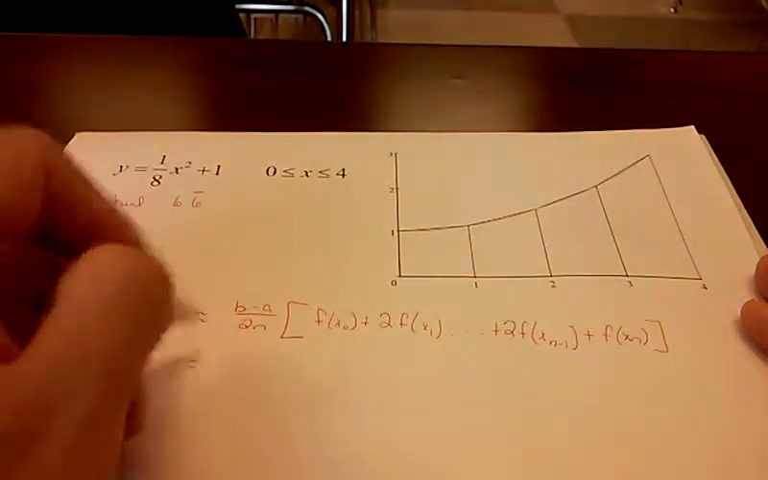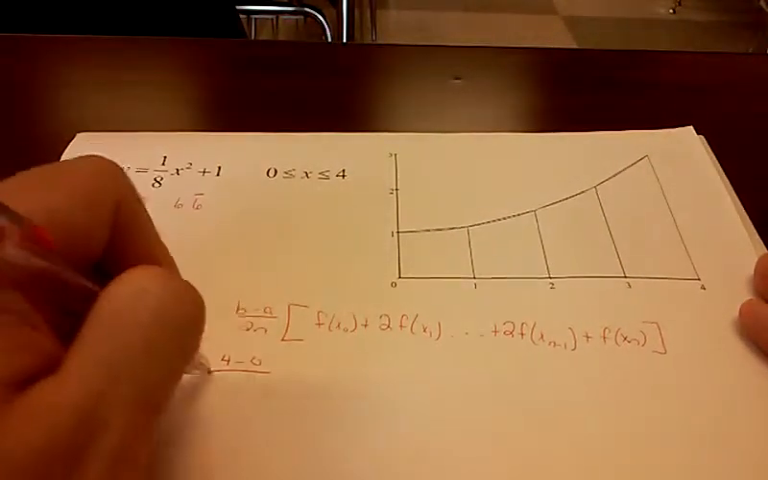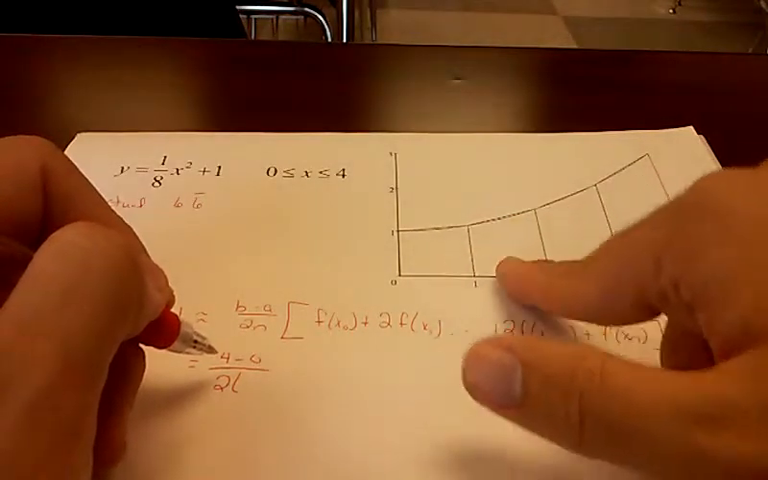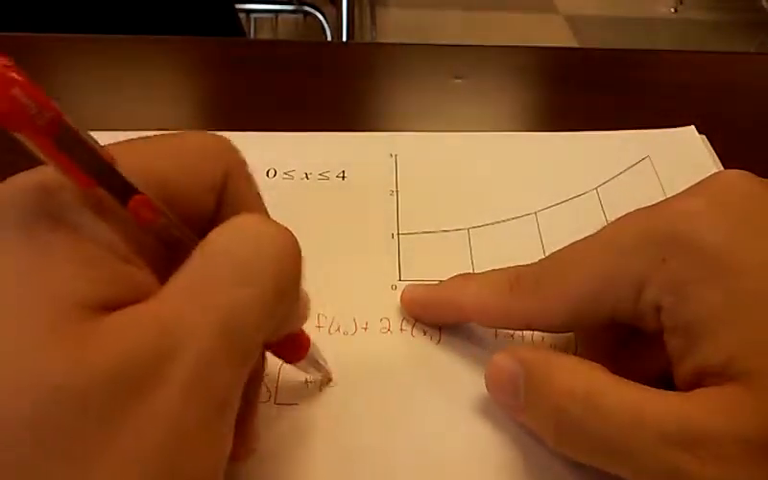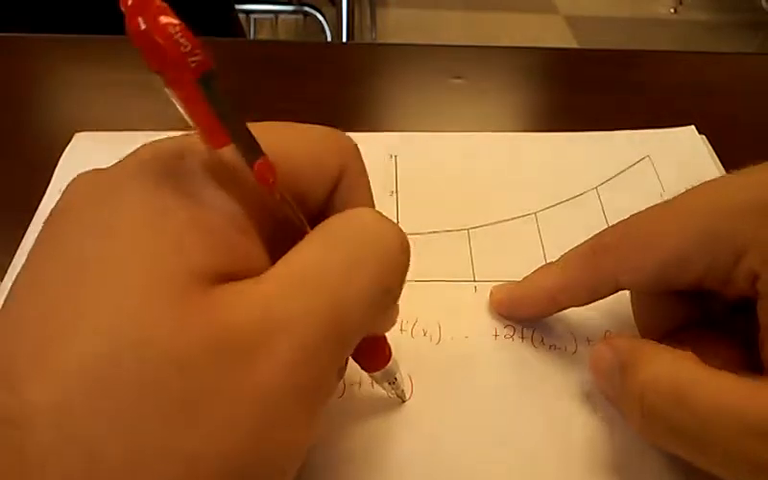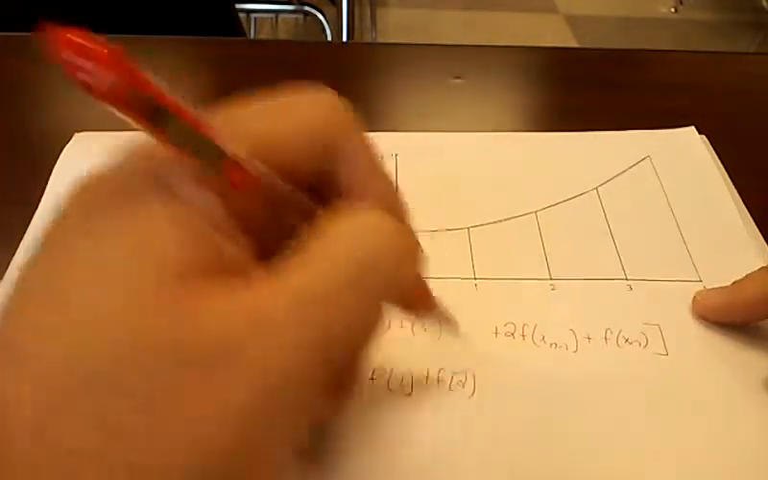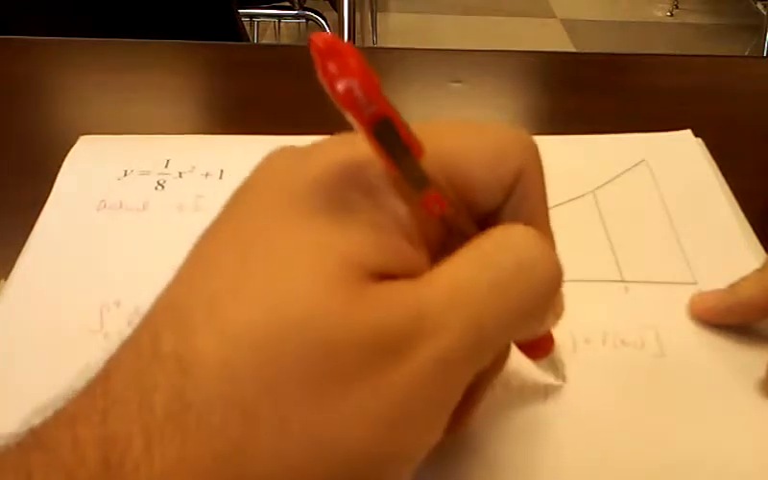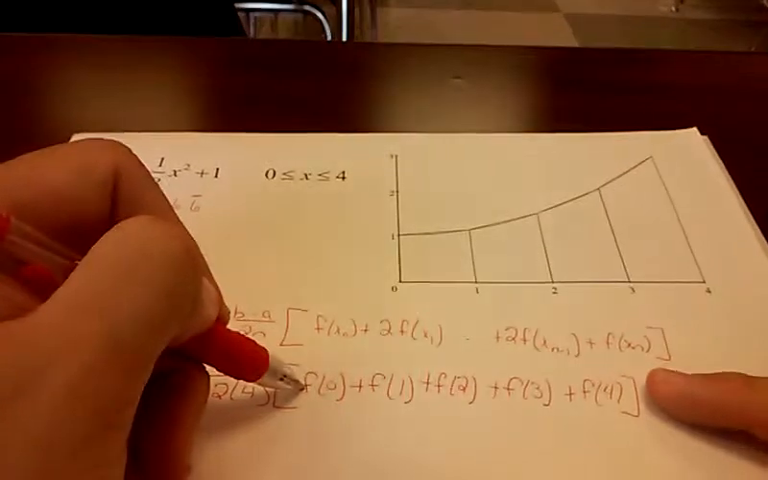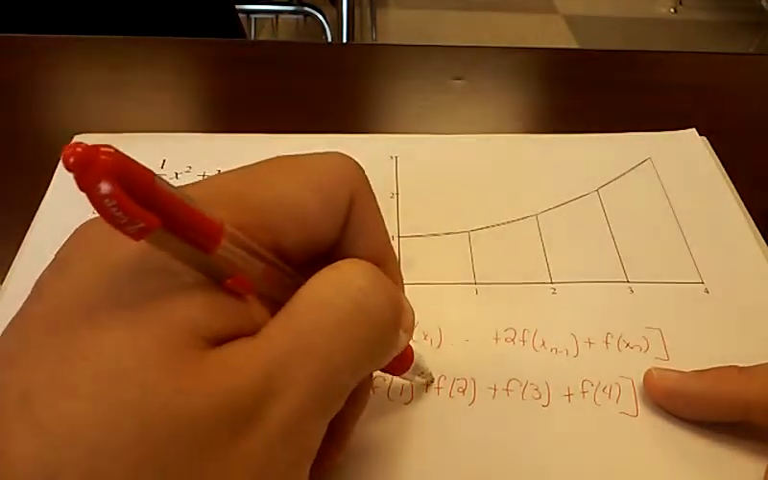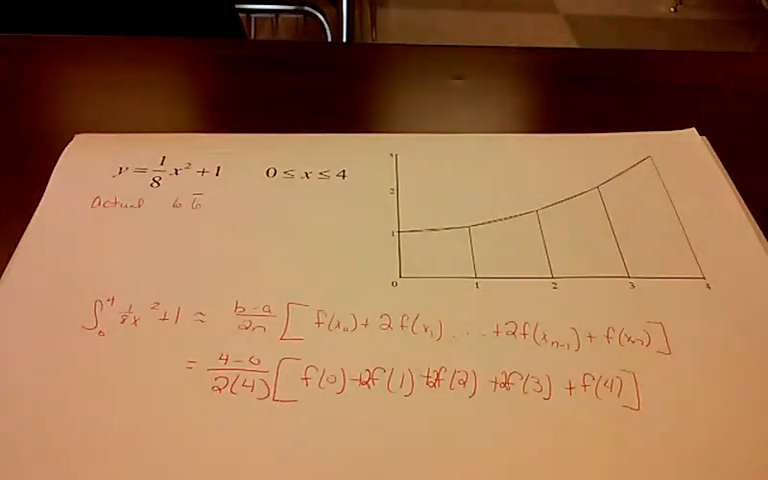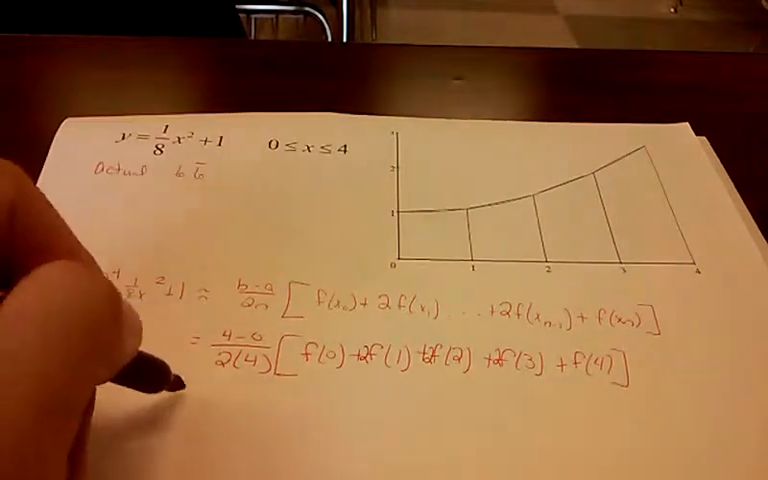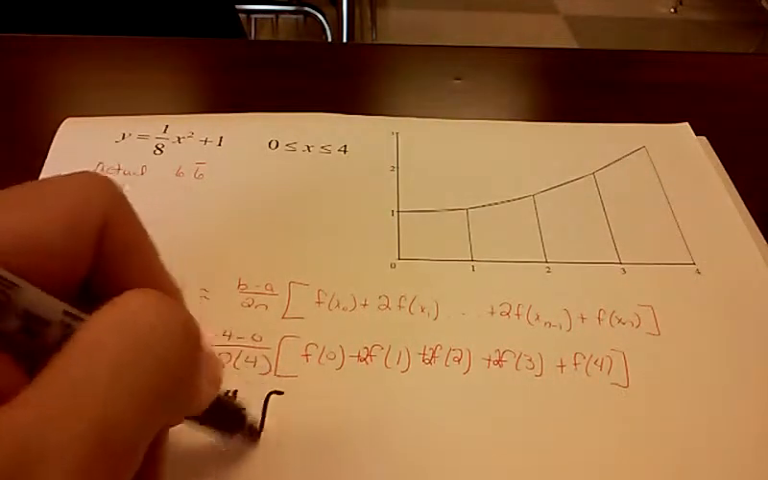Okay, well, in this case, b is 4 minus a is 0 over 2 times how many trapezoids do we have? 1, 2, 3, 4 times, we're going to do f of 0 plus f of 1 plus f of 2 plus f of 3 plus f of 4. And remember, the first and the last one don't have 2s, but everyone else, we're going to put a 2 in front of it to multiply. All right, let's clean this up a little bit. So this is going to be 4 over 8 bracket.